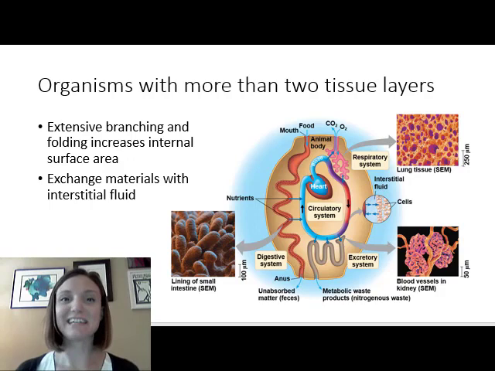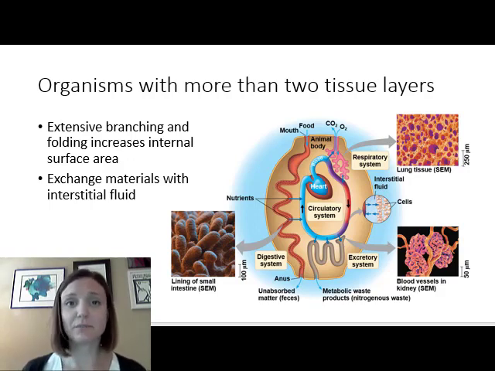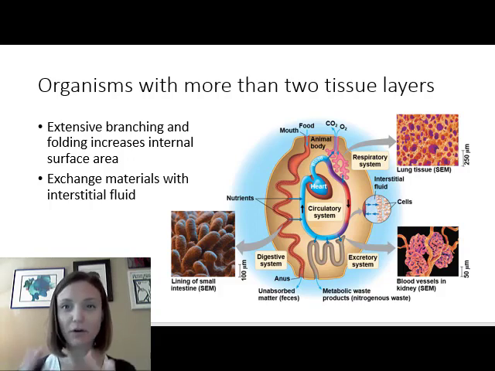So now, instead of exchanging materials directly with the outside environment, these multicellular organisms are using something called interstitial fluid. This is fluid that fills up all the spaces between cells in that extracellular matrix area, and the cells can exchange their materials with this interstitial fluid. They can put their waste in there and they can bring in whatever they need. And then that interstitial fluid is going to be filtered out and replenished using all of the internal organ systems of a multicellular animal.